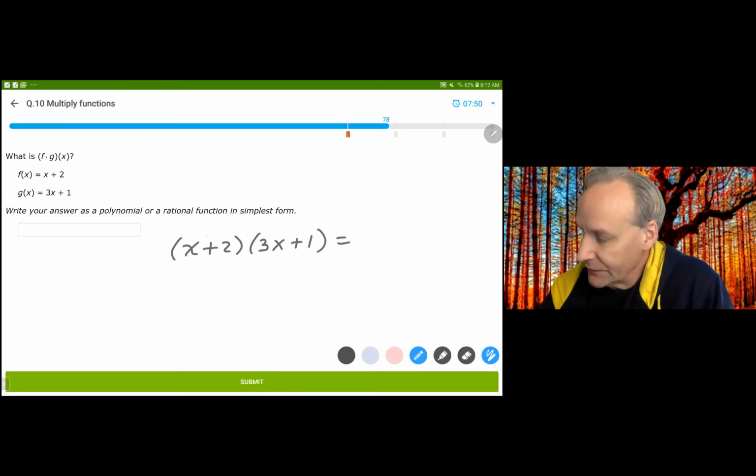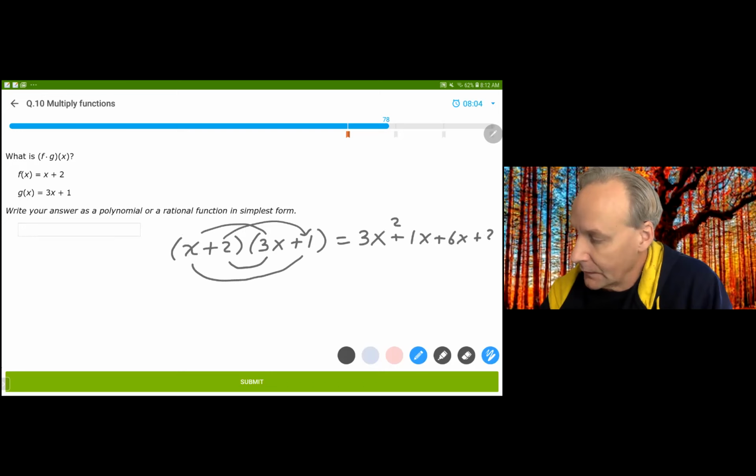So we're going to multiply the firsts. That is going to give us 3x squared. Then we're going to multiply the outer terms, which is plus 1x, the inner terms, which is plus 6x, and the last terms, which is plus 2. And that is 3x squared plus 7x plus 2.